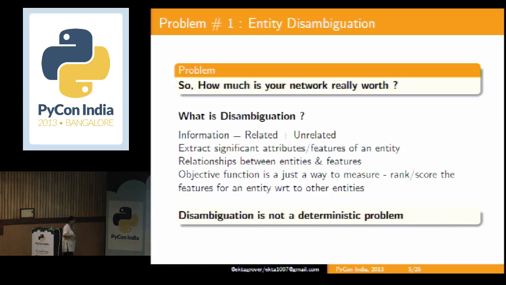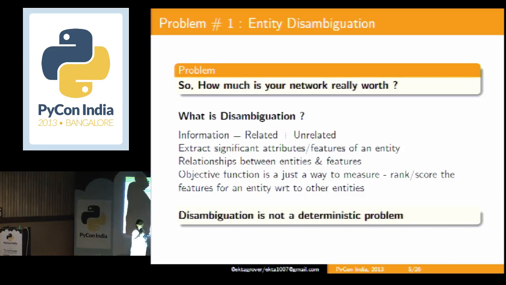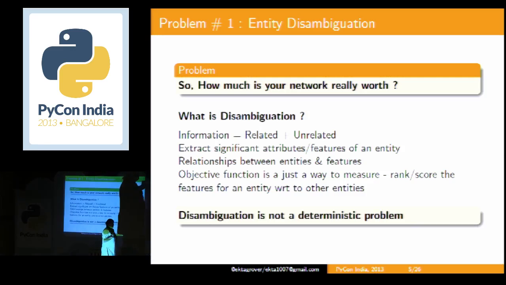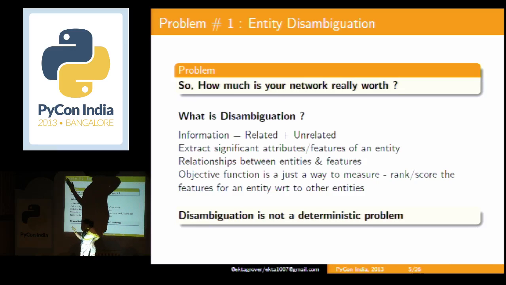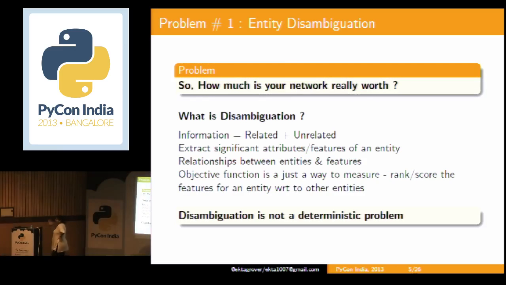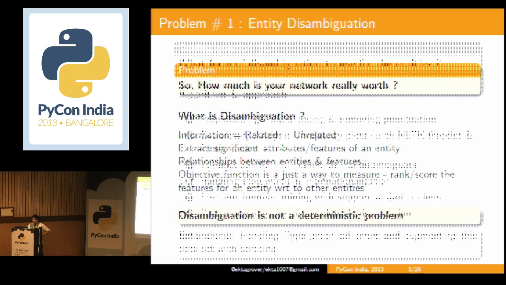Now, come to think of it, disambiguation is not a deterministic problem. The reason it is not deterministic is because depending on what your mathematical construct was, you are always talking about some confidence measures, and depending on how much, let's say, human supervision or pre-processing you do, your deterministic measure might change.